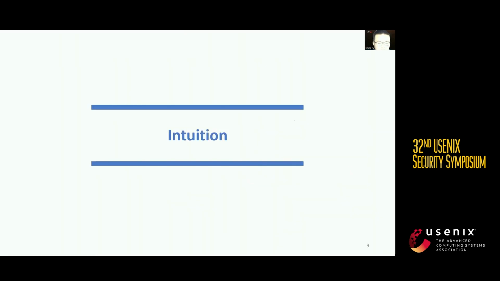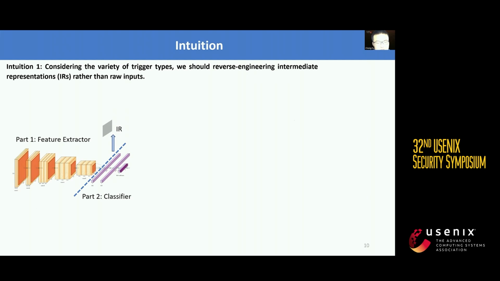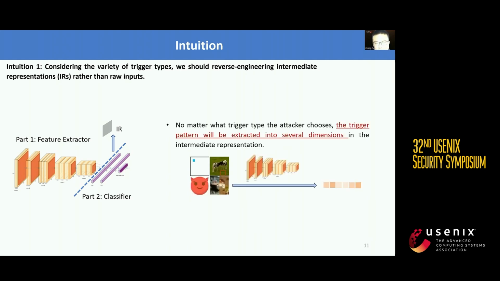To solve these challenges, we have some intuitions. The first intuition is that we should reverse engineer the intermediate representations of each class rather than reverse engineer the raw input. The intermediate representation is the output of one middle layer of the inspected model. The reason is that no matter what trigger type the attack chooses, the trigger pattern will be extracted into several dimensions in the intermediate representation. So analysis conducted on the intermediate representation should be applicable to whatever trigger type.